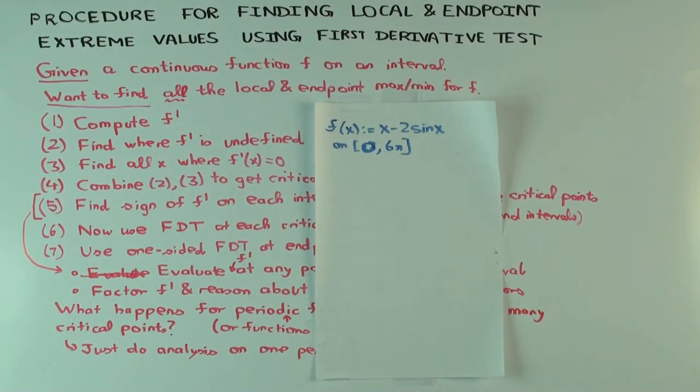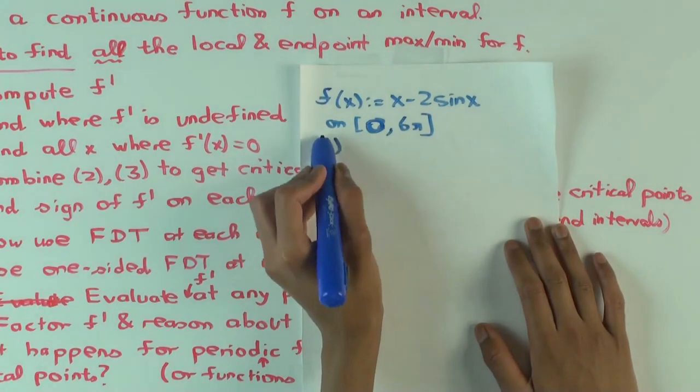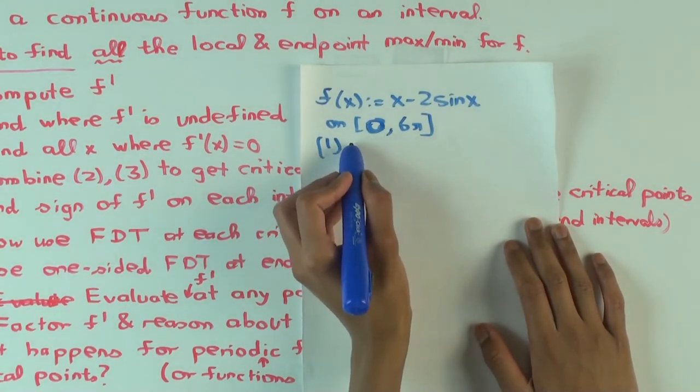So in this talk, we are going to do an example for finding the local and endpoint extreme values for a function using the first derivative test. The function is x minus 2 sine x, and we're doing it on the closed interval 0 to 6 pi. There's another video where we do a polynomial example, which is easier in some ways. And this requires a little more thinking.